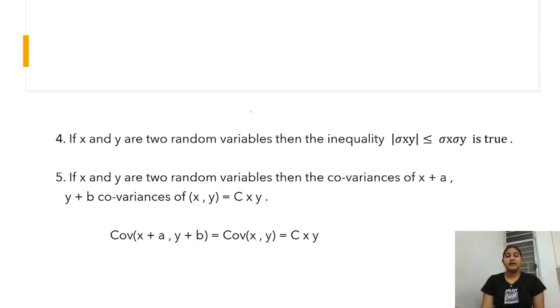If x and y are two random variables, then the covariance of x plus a and y plus b, covariance of x plus a comma y plus b, equals covariance of x comma y, which equals Cxy. The a and b terms drop out and it becomes Cxy.